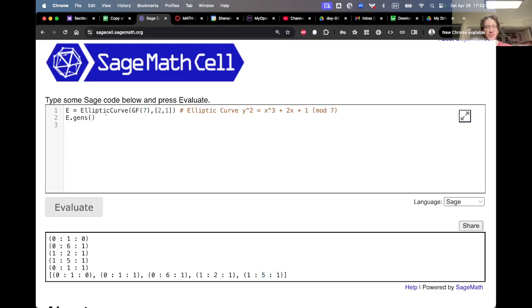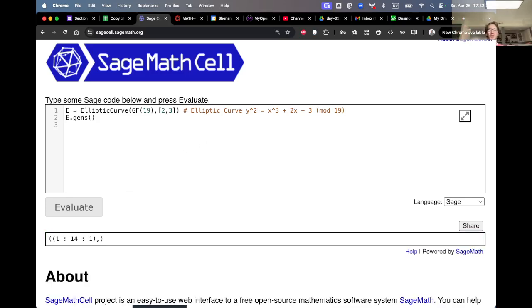I'm going to erase this stuff. I'm going to change this to GF(19). The G stands for Galois, if anyone cares, but you don't need to know that here. And then I'm going to change that 1 to a 3 because we're looking at the elliptic curve y squared equals x cubed plus 2x plus 3. Let me change this comment. I don't have to, but it's just nice for me. All right, so let's find a generator. Here we go. We have a generator is (1, 14). So I'm just writing that down. P = (1, 14) is a generator.